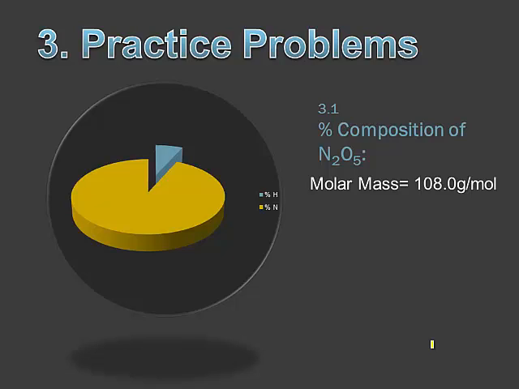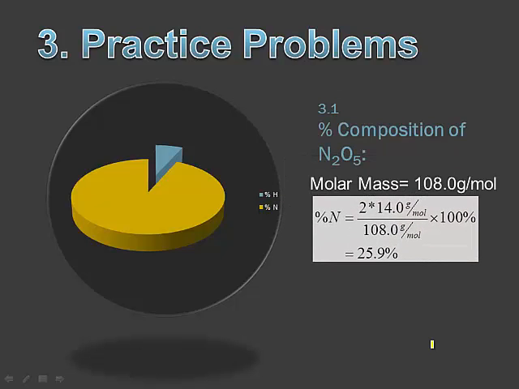Okay, looking at our answer, we look at the part of the total that comes from nitrogen. There are 2 nitrogens, each of which contributes 14 grams per mole. So the total part that comes from nitrogen is 28 grams per mole of the whole molecule weighing 108 grams per mole. We multiply by 100 to get a value greater than 1. And in this case, we get 25.9.